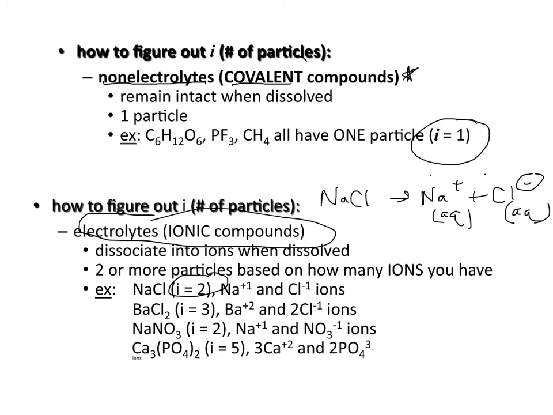Same thing for barium chloride. We're going to have 1 barium ion and 2 chloride ions, so that's going to give us a van't Hoff factor of 3.